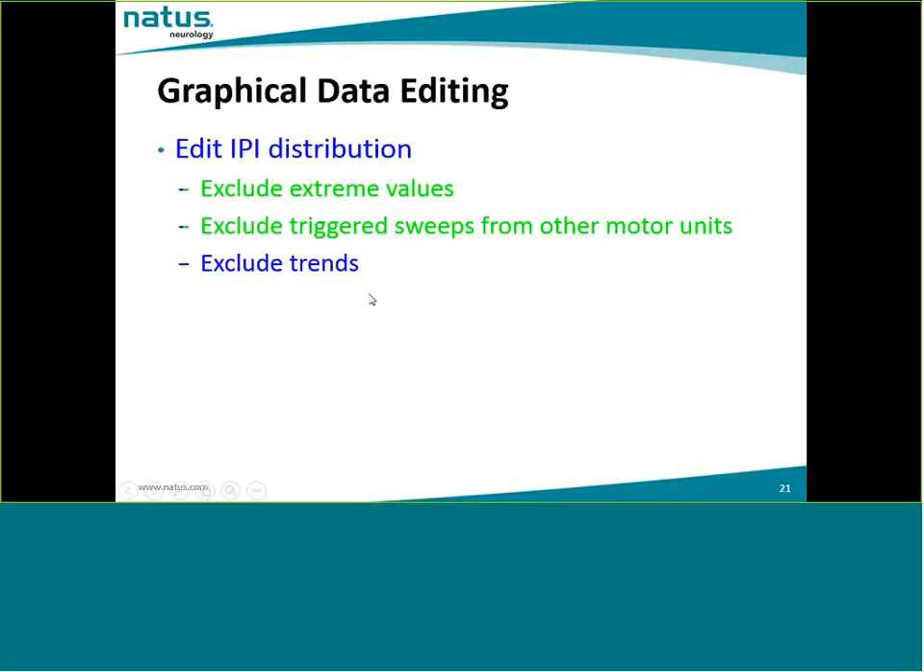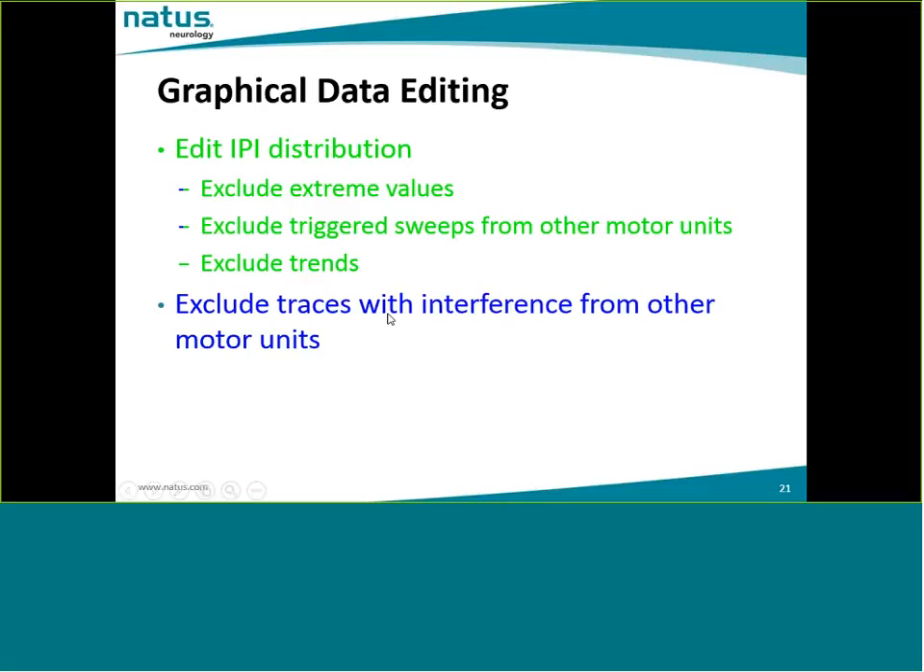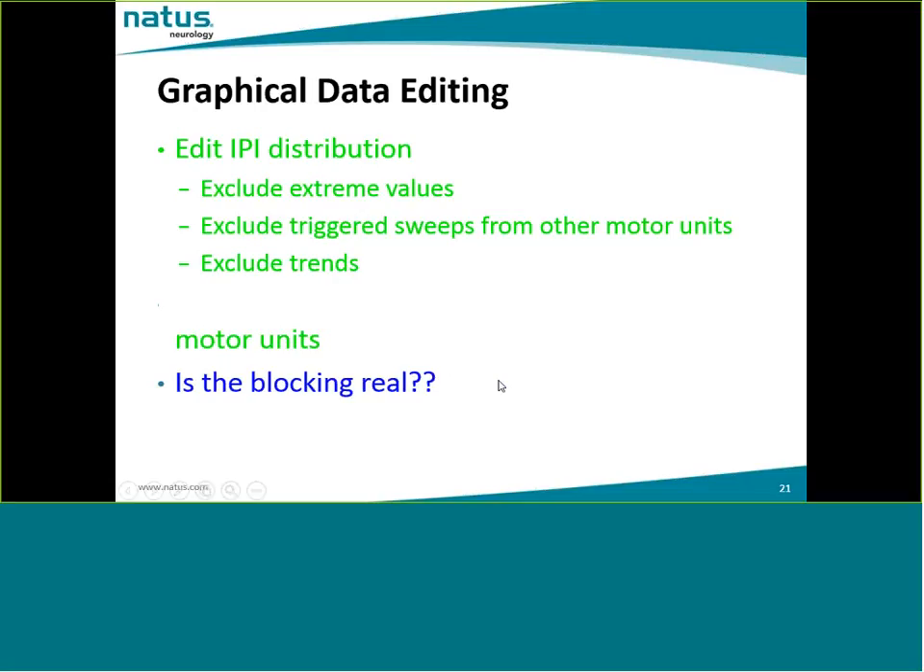The next step is to exclude traces with interference from other motor units. We may have a superimposition of two different motor units that affects the interpotential intervals. And finally, we like to look at blocking. This is an important phenomenon, and this is something that the operator must decide. So let us see how all of this is accomplished using the graphical data editing tools.